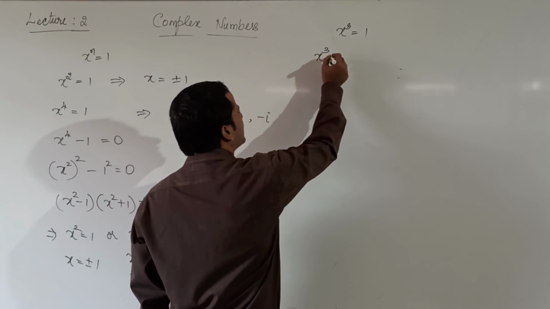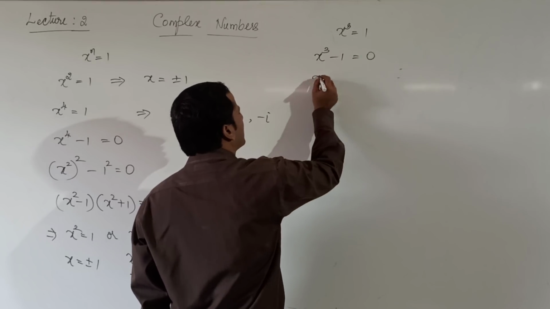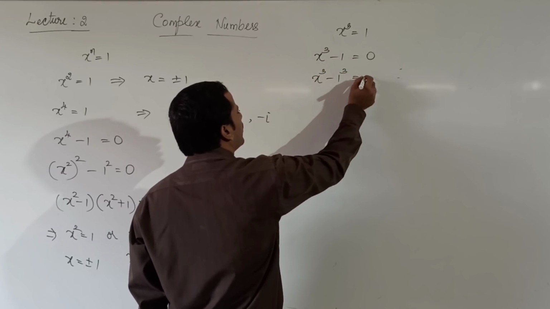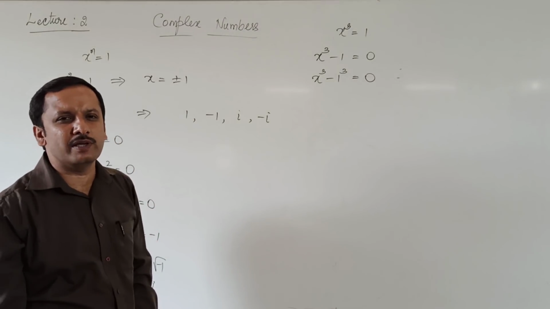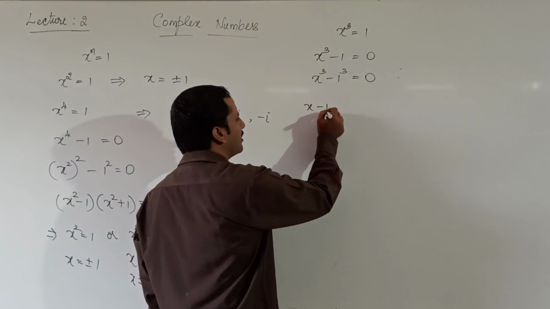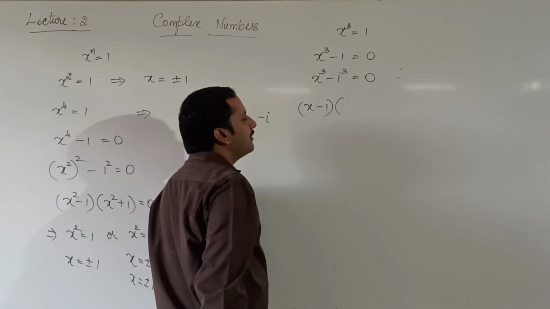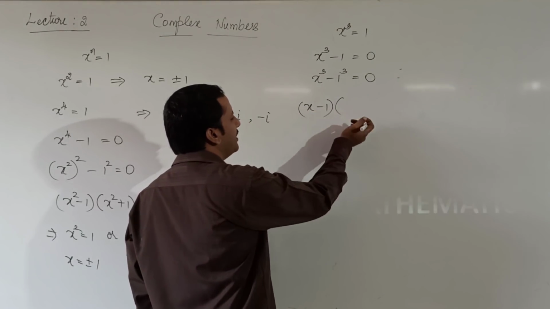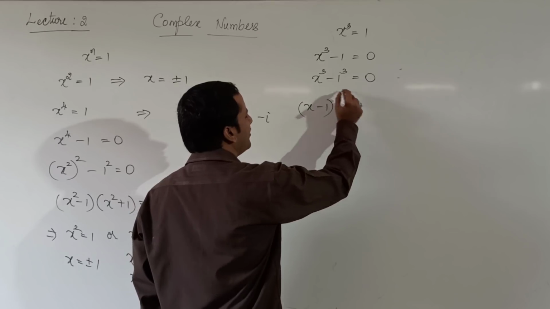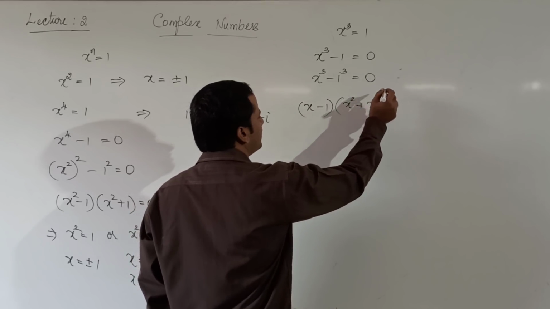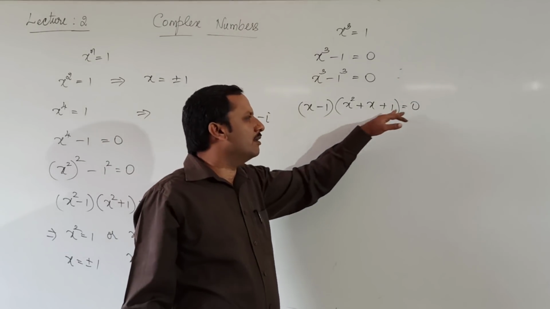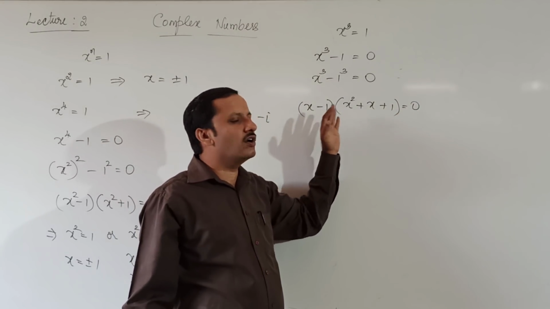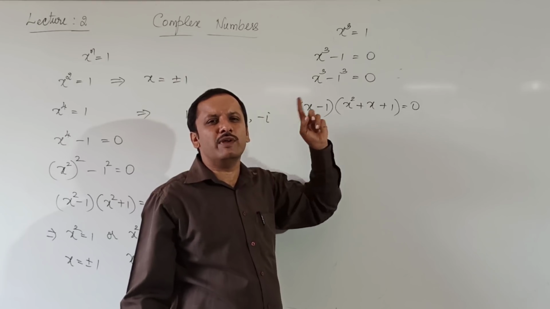I am bringing 1 to LHS, so x cube minus 1 is equal to 0. I will write 1 as 1 cube now. Now this looks like a cube minus b cube. Already we know that a cube minus b cube is equal to (a minus b) into (a square plus ab plus b square). That will give you (x minus 1) into (x square plus x into 1, that is x, plus 1 square, which is 1) is equal to 0. So now this product is 0 means either this is 0 or this is 0. By equating this to 0, we get x equal to 1.